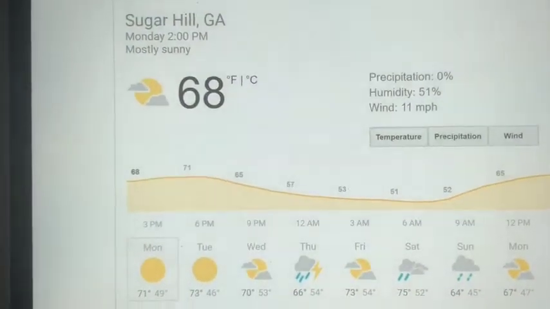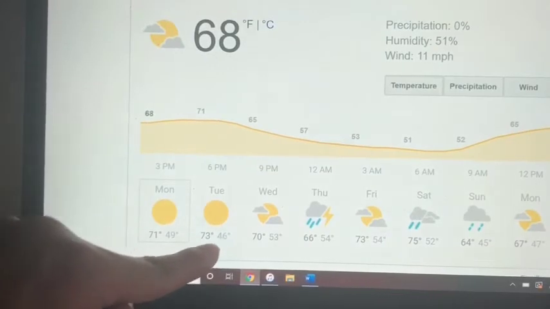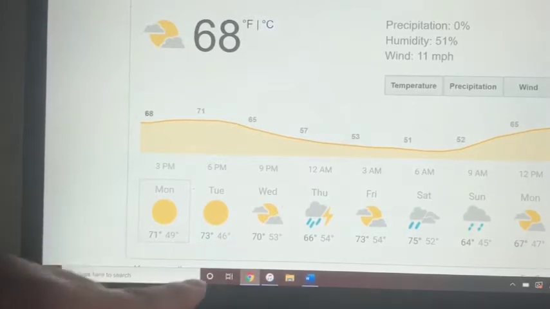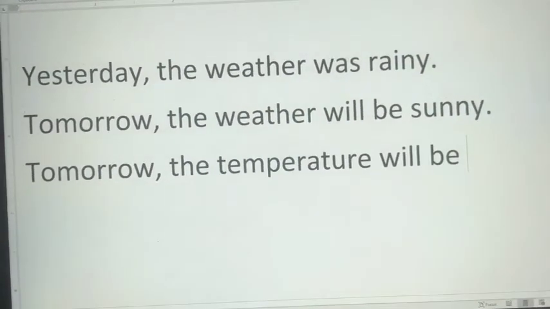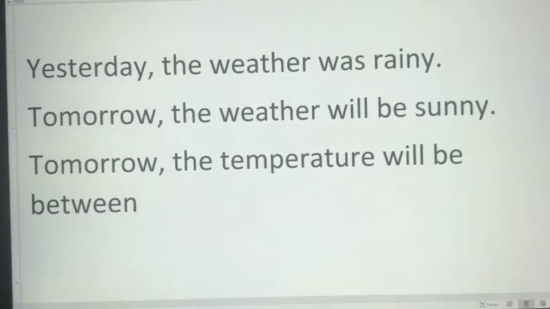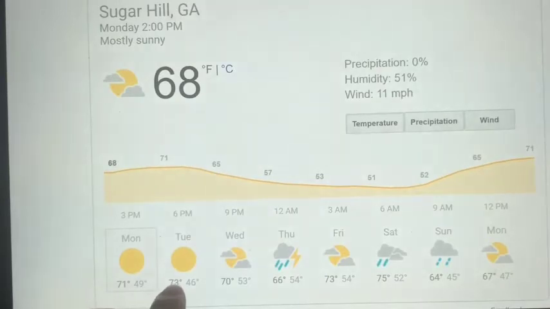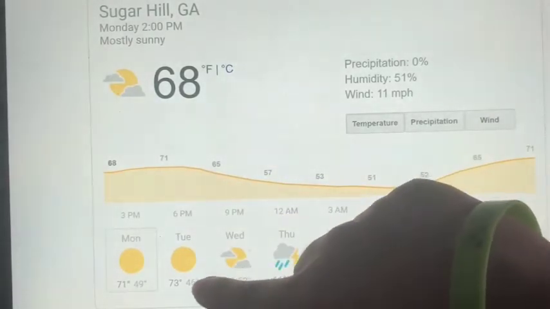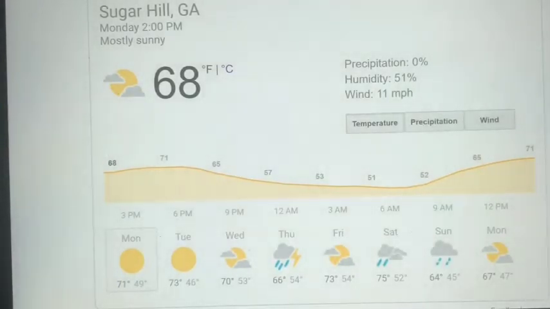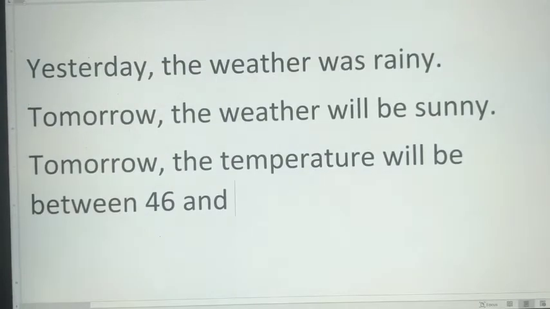Here, for the weather, we have two numbers. One number is the high number. This is the high temperature. And one number is the low temperature. This is the low temperature. So, 46 and 73. Tomorrow, the temperature will be between 46 and 73. See, down here, this is the weather for tomorrow. This is the temperature for tomorrow. This is the high temperature, and this is the low temperature. So, tomorrow, the temperature will be between 46 and 73 degrees.